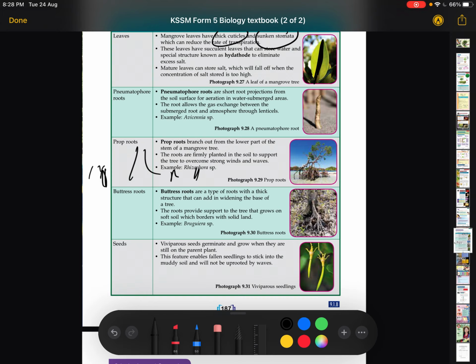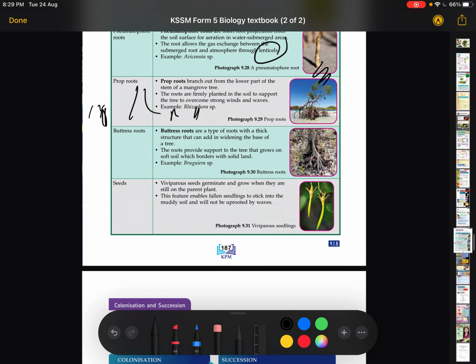So pneumatophores are, as we call them, short root projections, and they are used to breathe because there's no air in the soil. Usually roots need oxygen, but you can't really get oxygen in the soil because the soil is so muddy. There is no air inside the soil. So how do they get the air? The roots penetrate out of the soil. This is to allow gaseous exchange between the submerged root and the atmosphere through what we call lenticels.